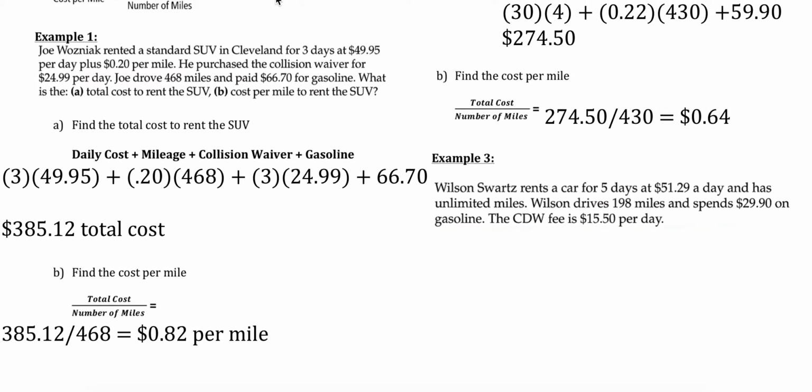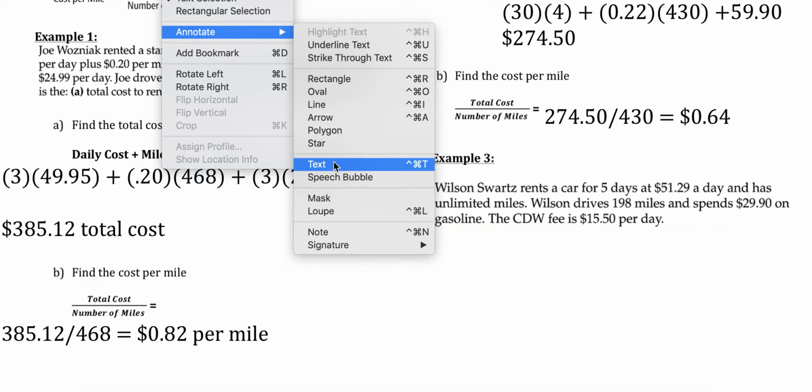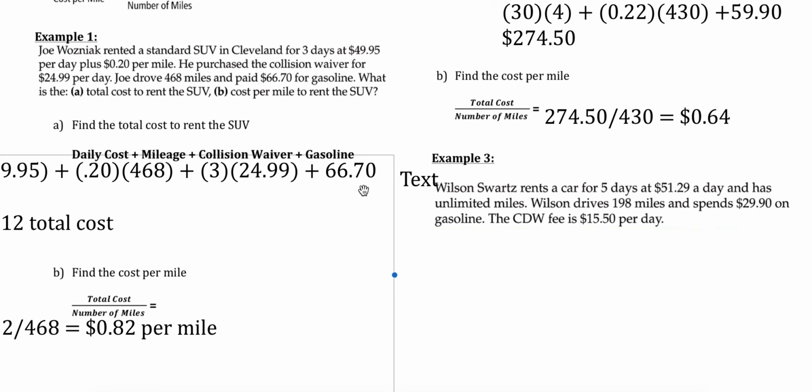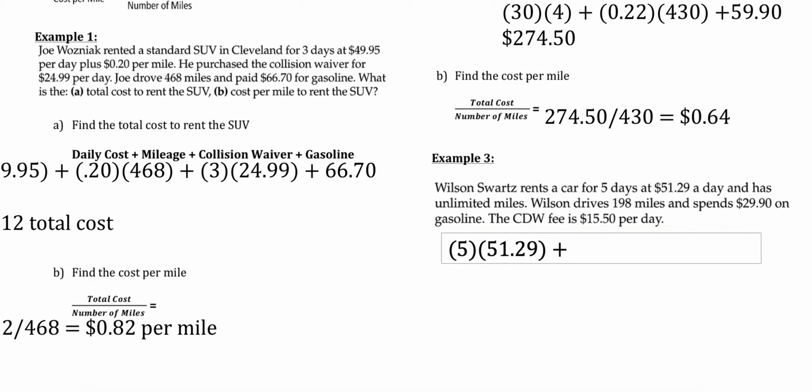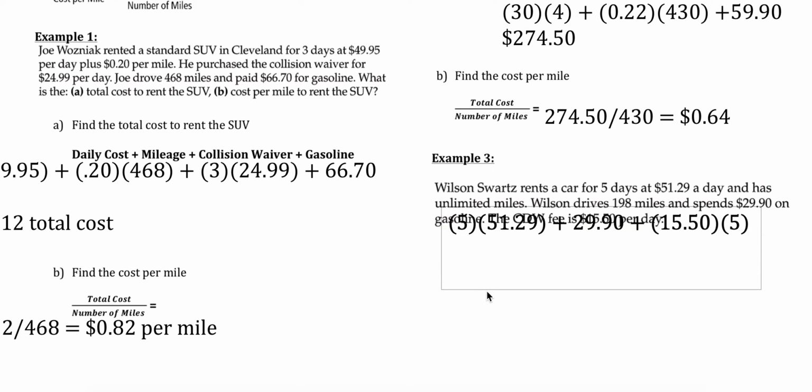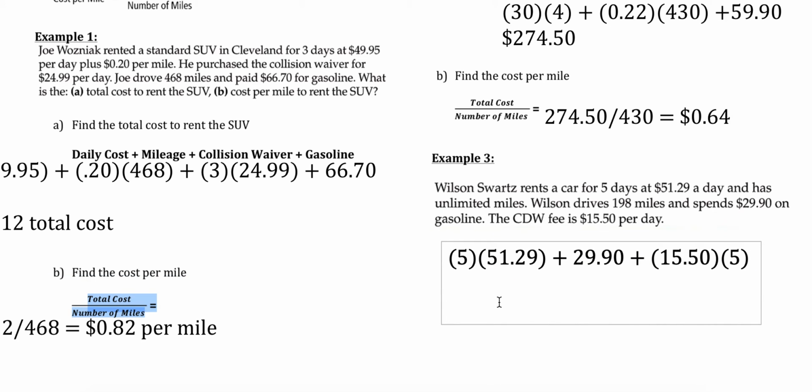And last one, number 3. We have Wilson rents a car for 5 days at $51.29 a day. And has unlimited miles. He drove 198 miles and spent $29.90 on gasoline. He also had the collision fee of $15.50 per day. So we have 5 days. And when you multiply these and then add, you should get a total of $363.85. So that's the total cost, but he drove 198 miles.